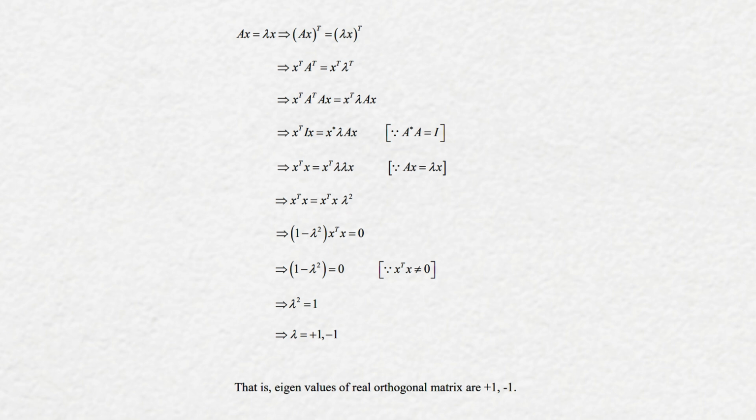So, x transpose x is not equal to 0. So, the only possibility is 1 minus lambda square equals 0, which means lambda square equals 1. Lambda square equals 1 implies that lambda equals plus or minus 1. Therefore, in this orthogonal matrix, the eigenvalues are plus or minus 1. So, we have proved that the eigenvalues of an orthogonal matrix are plus or minus 1.